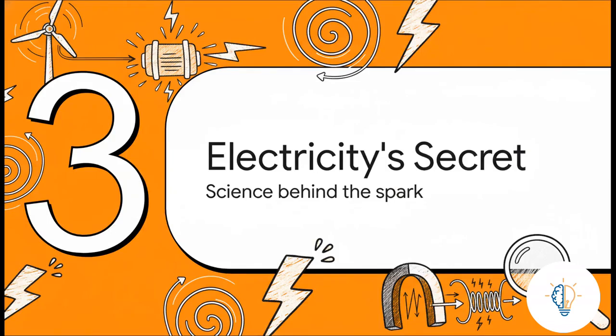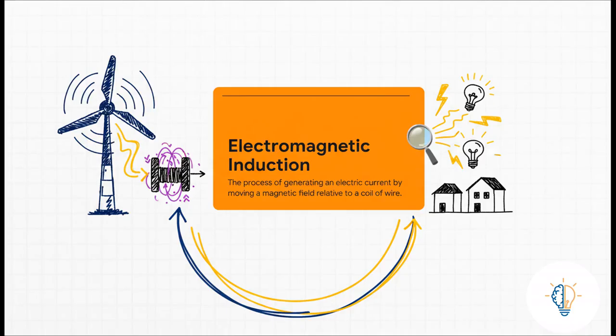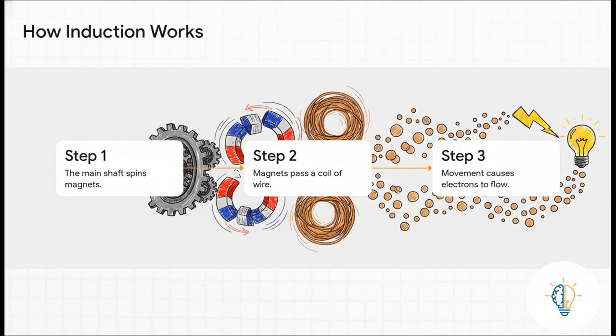But wait, how does a generator actually make electricity just by spinning? It kind of feels like magic, doesn't it? But it's not. It's all based on a fundamental law of physics. So let's pull back the curtain and look at the science behind the spark. The fancy scientific name for this magic is electromagnetic induction. I know it sounds a little intimidating, but the core idea is surprisingly simple. And what's crazy is that this one principle is how we generate almost all of the electricity we use on the entire planet.